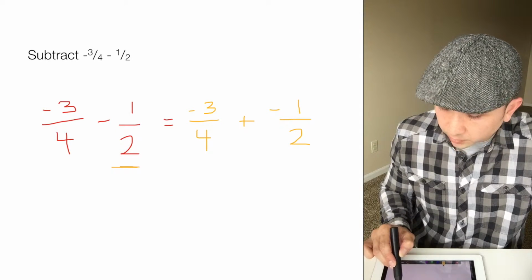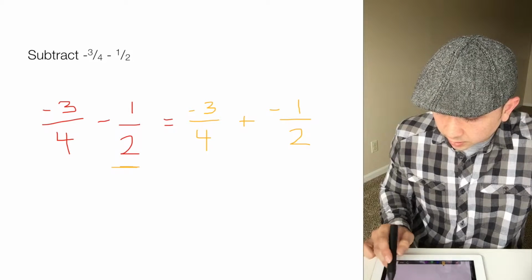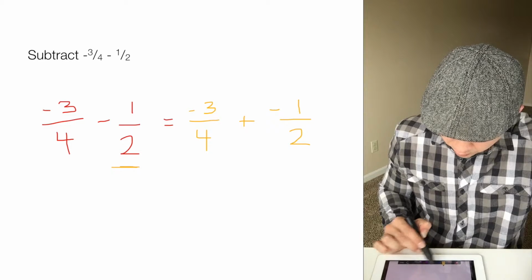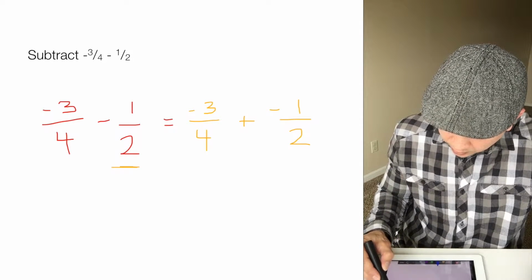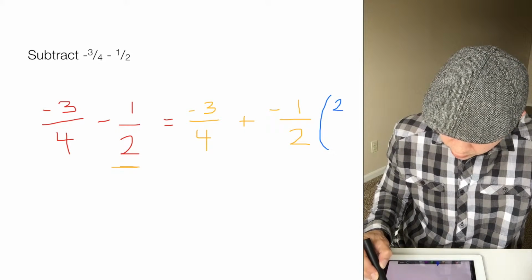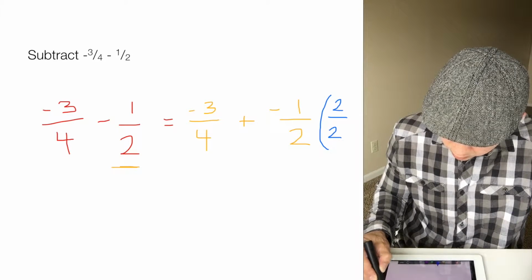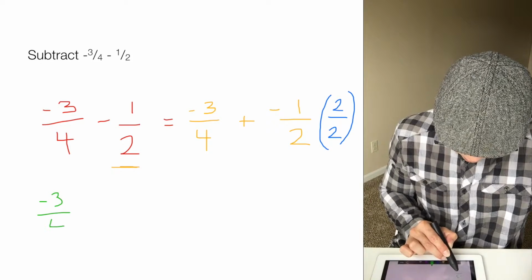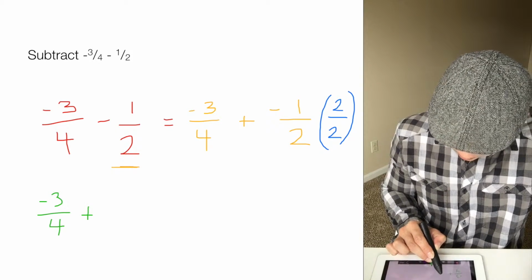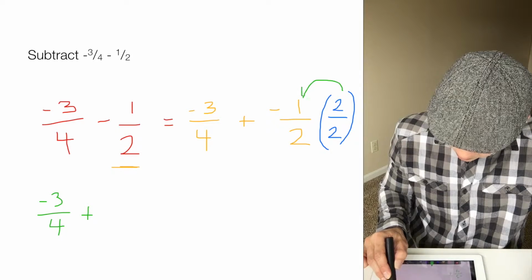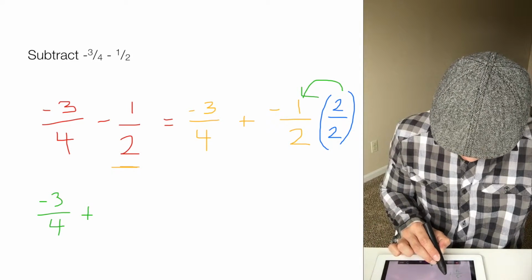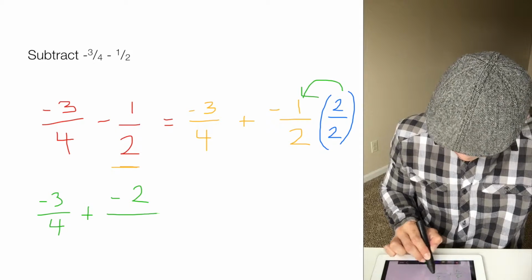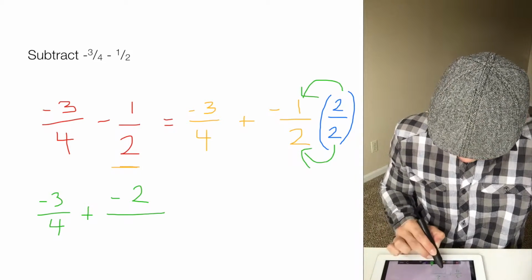So now we have to come up with the least common denominator, which 4 is a multiple of 2, so we can multiply 2 to the numerator and 2 to the denominator. So we can have negative 3/4 plus 2 times 1 is 2, and then 2 times 2 is 4.